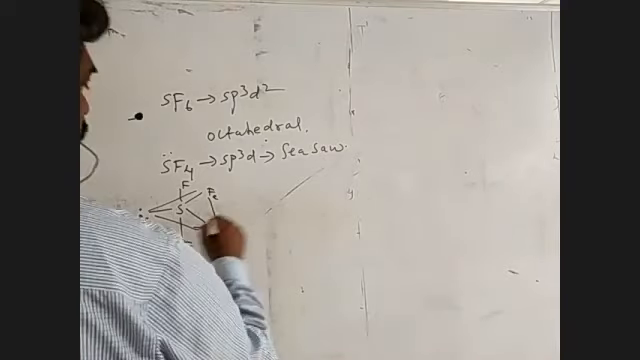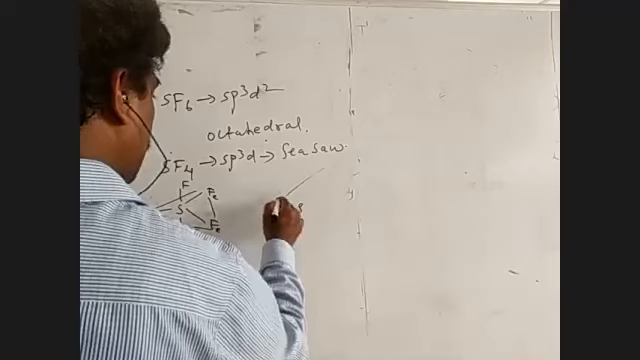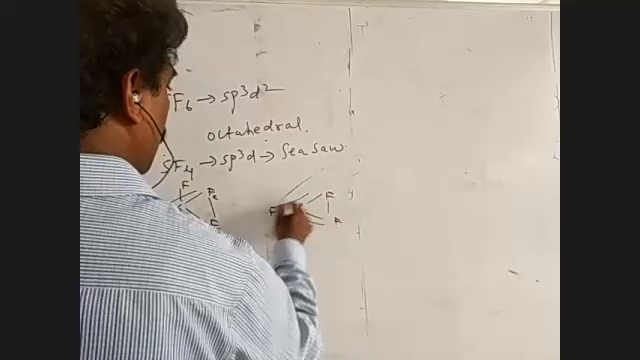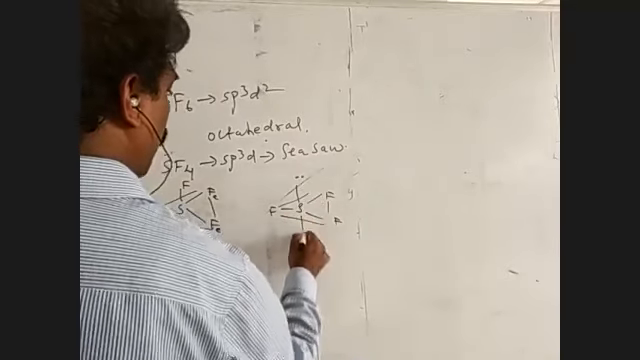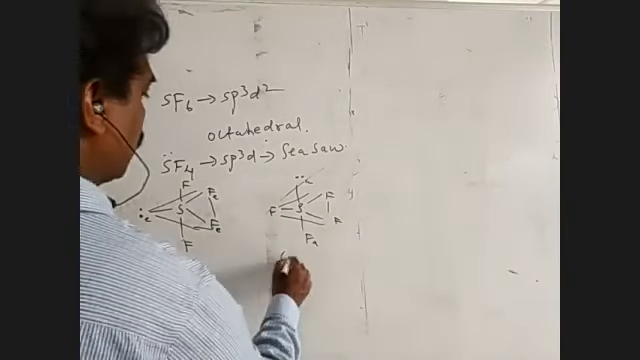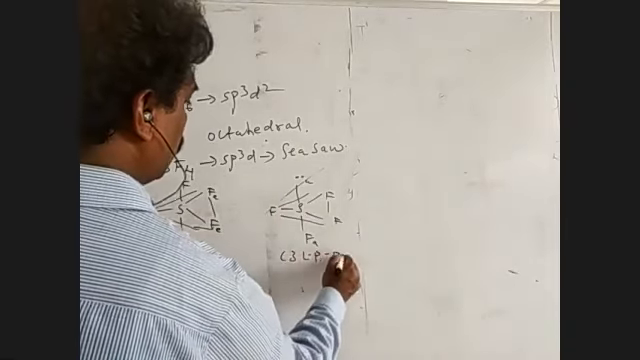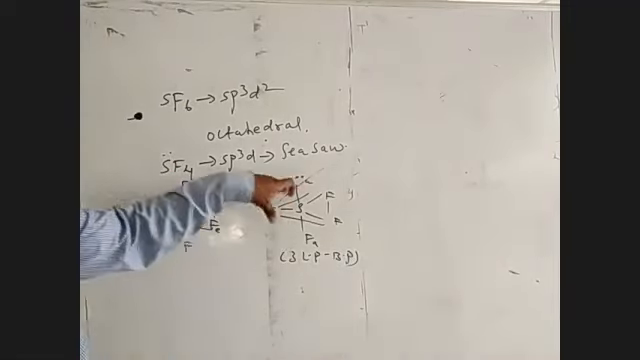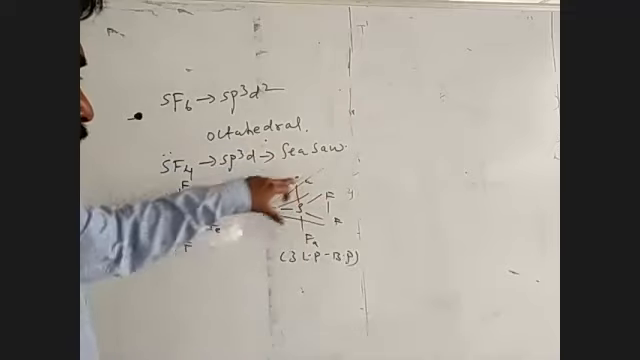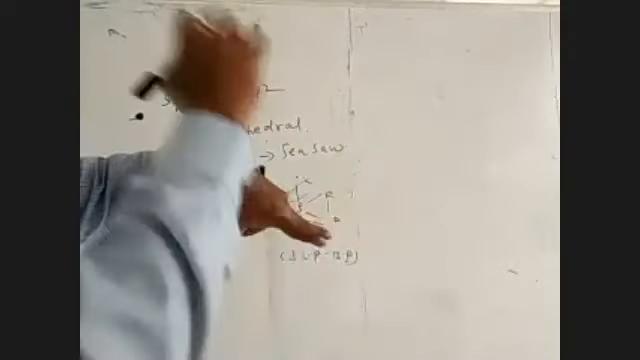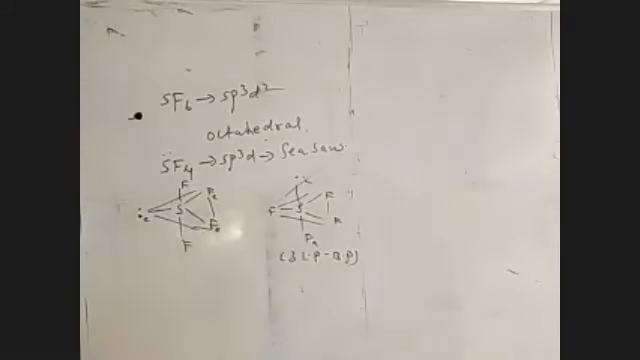If the lone pair is occupied on the axial position, this is the fluorine, fluorine, fluorine, and this is the one lone pair occupied at the axial position. If the lone pair is present at the axial position, there will be three lone pair-bond pair repulsions. These are the three fluorine atoms, and this is the one lone pair. Therefore, lone pair-bond pair, lone pair-bond pair, lone pair-bond pair: three lone pair-bond pair repulsions exist.